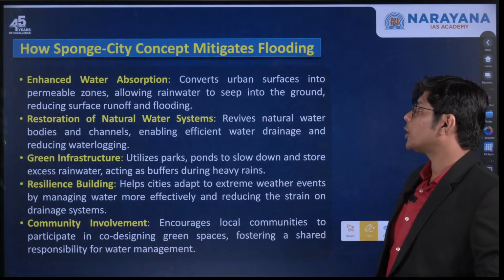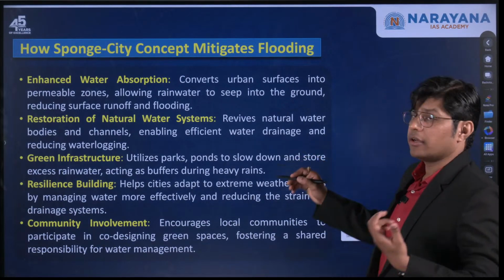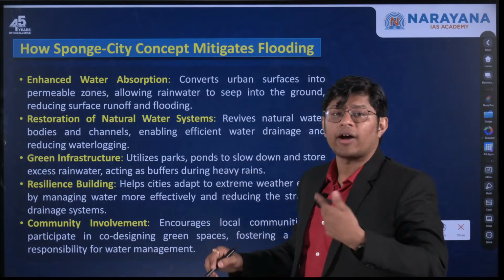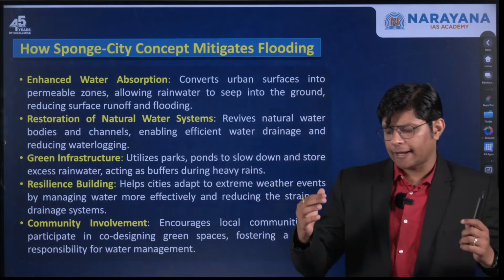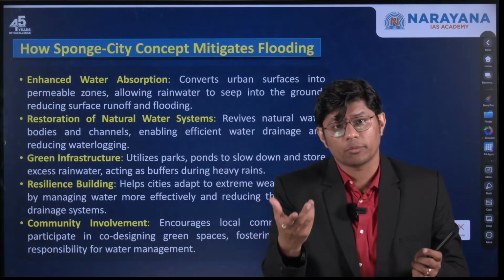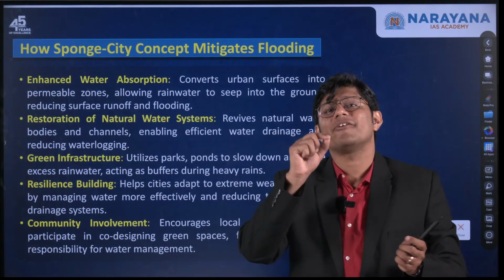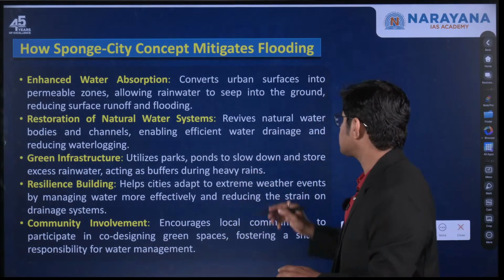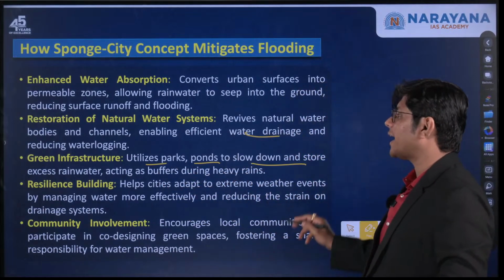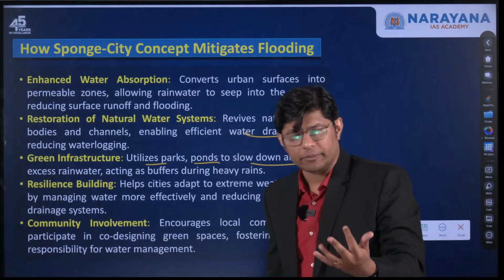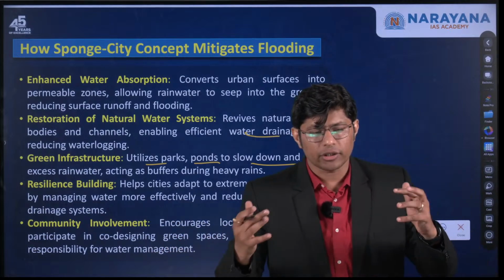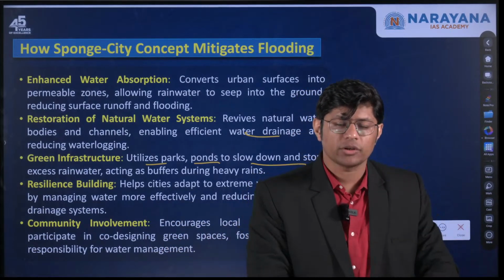The second is restoration of natural water systems. In natural water systems, we have water bodies, rivers, lakes, right? So we revive, for example, the area where the level of water has gone down, we revive that natural ecosystem or water body so that there is an efficient water drainage system. Green infrastructure: we utilize parks and ponds to slow down and store excess rainwater. As of now, when there is excessive rain, the water flows on the streets, which means there is no way for the water to percolate deep into the ground.